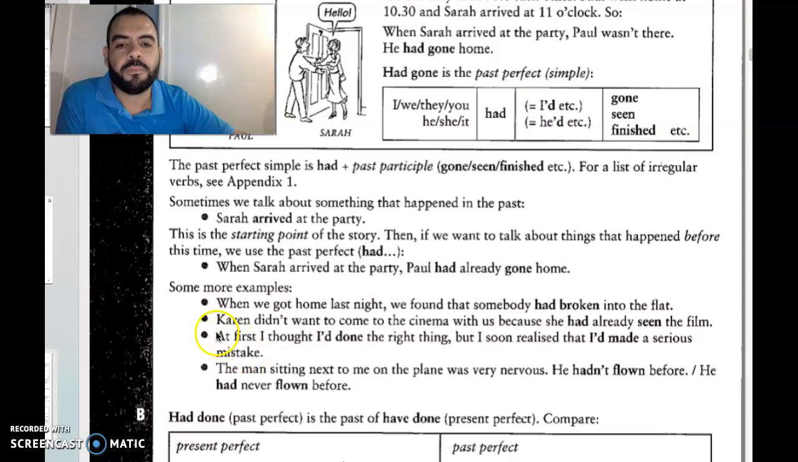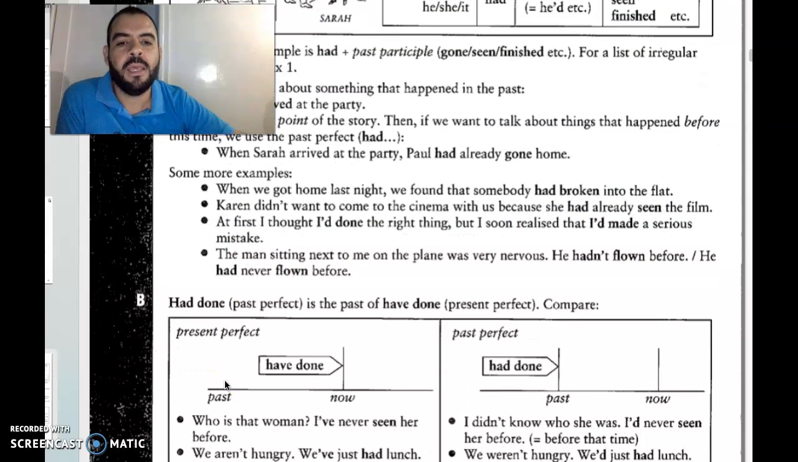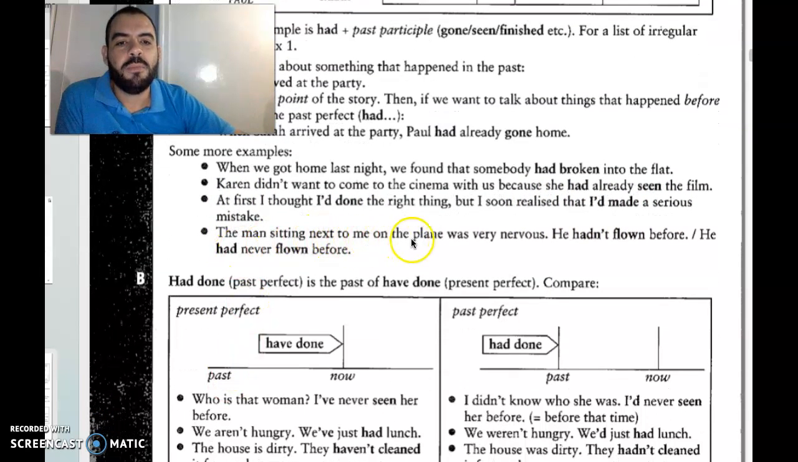I don't know. So at first I thought I'd done the right thing, but I soon realized that I'd made a serious mistake. Okay, another example. The man sitting next to me on the plane was nervous. He had never flown before. Okay, so he was nervous.